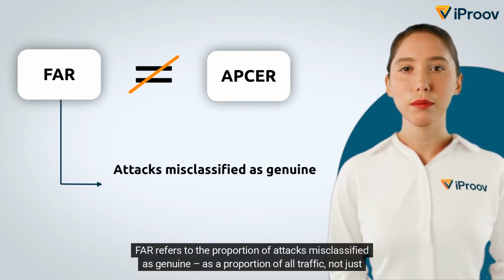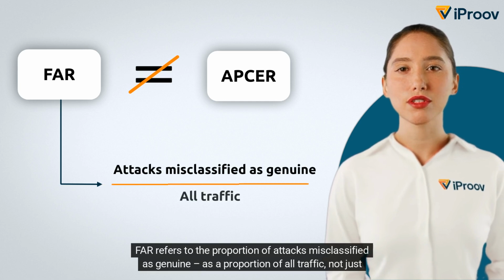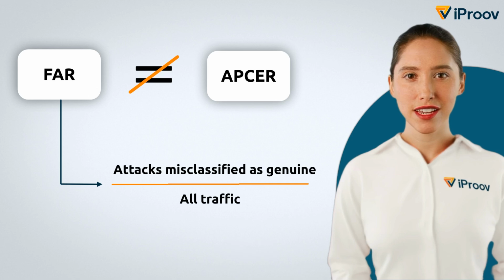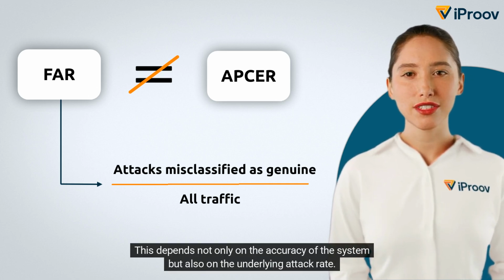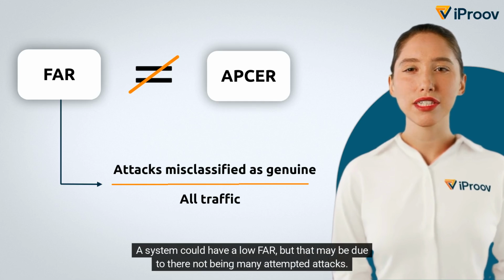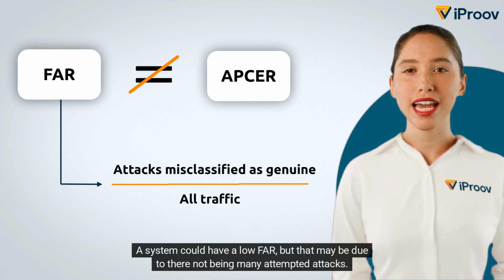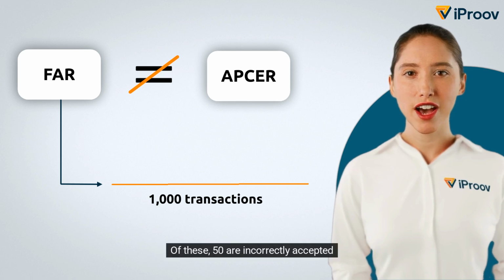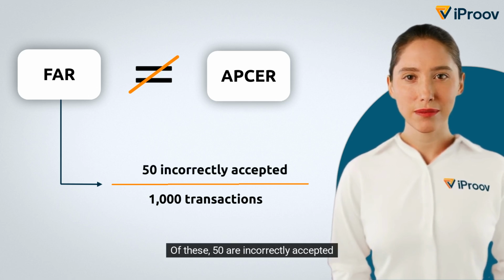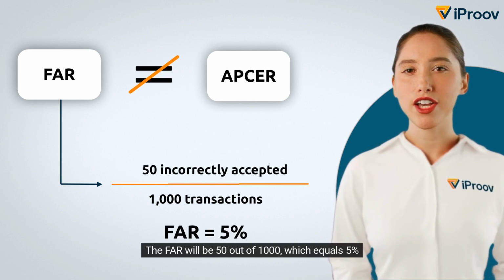FAR refers to the proportion of attacks misclassified as genuine as a proportion of all traffic, not just attacks. This depends not only on the accuracy of the system, but also on the underlying attack rate. A system could have a low FAR, but that may be due to there not being many attempted attacks. Let's say a system has 1,000 transactions. Of these, 50 are incorrectly accepted. The FAR will be 50 out of 1,000, which equals 5%.